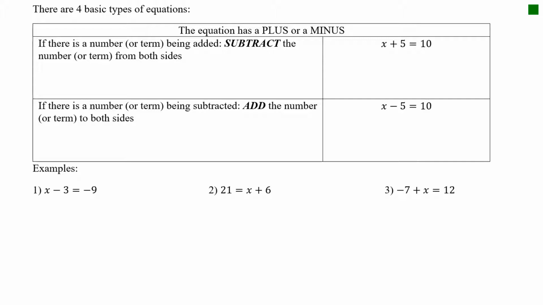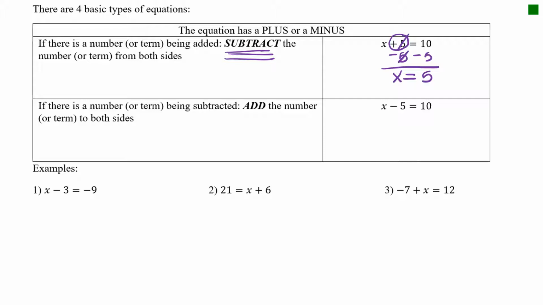If there is a number or term being added, you are going to subtract the number or term from both sides. So over here, let's look at this example. See how that number right there, it's being added. So we're going to subtract 5 from both sides. 5 minus 5 is 0, leaves me with x on that side. 10 minus 5 is 5.